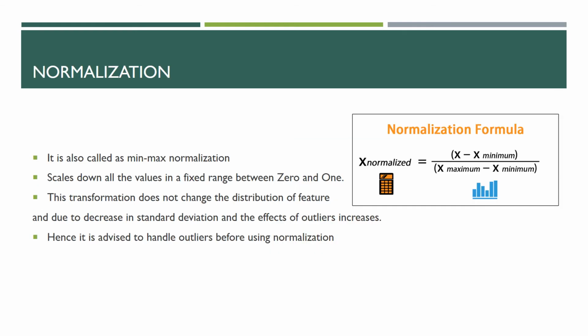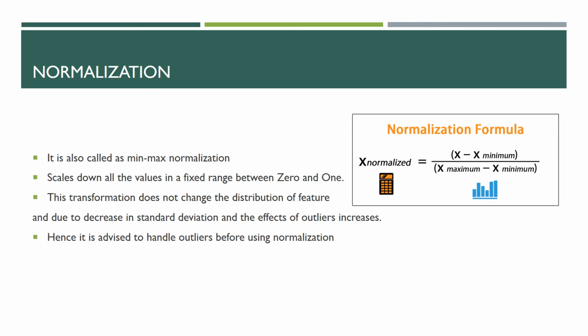Normalization is also called min-max normalization. We can see the formula here: x minus x minimum divided by x maximum minus x minimum. This scales down all the values to a fixed range between 0 and 1. There is a problem with this transformation, as it does not change the distribution of the feature, and due to this there is a decrease in the standard deviation and the effect of the outliers increases. So it is highly advisable to handle outliers before using normalization.